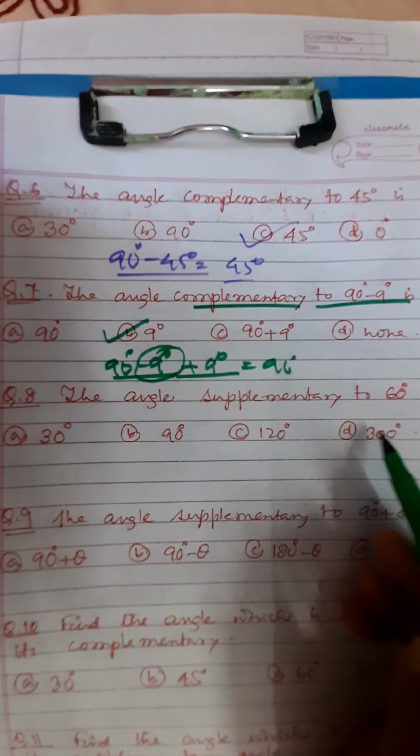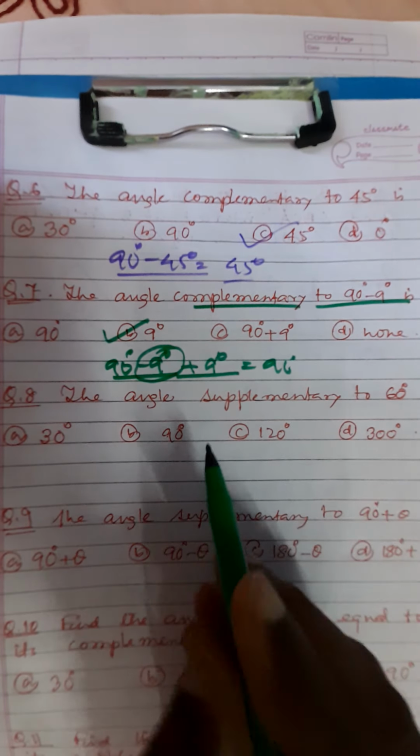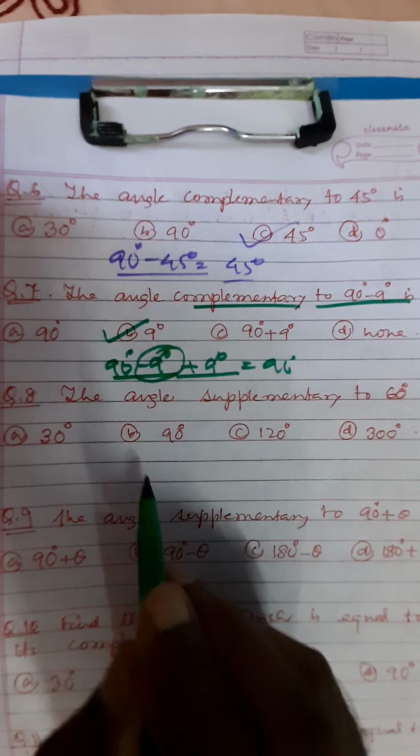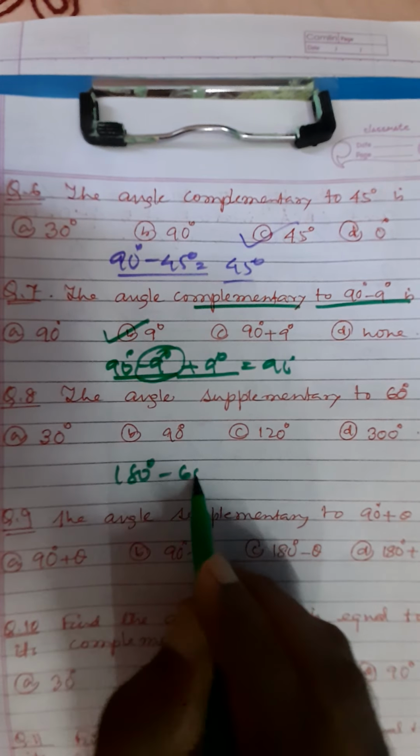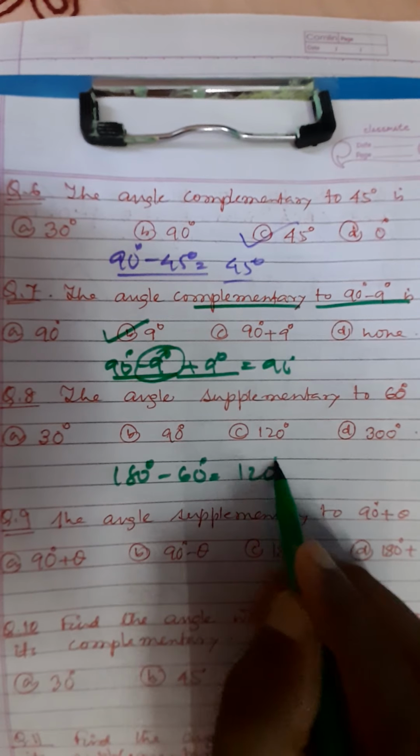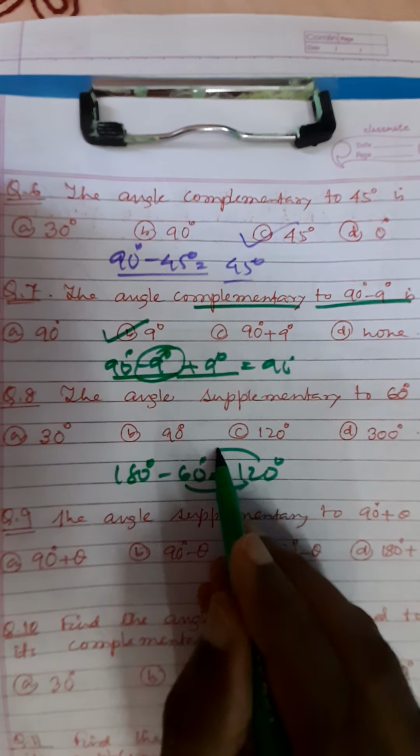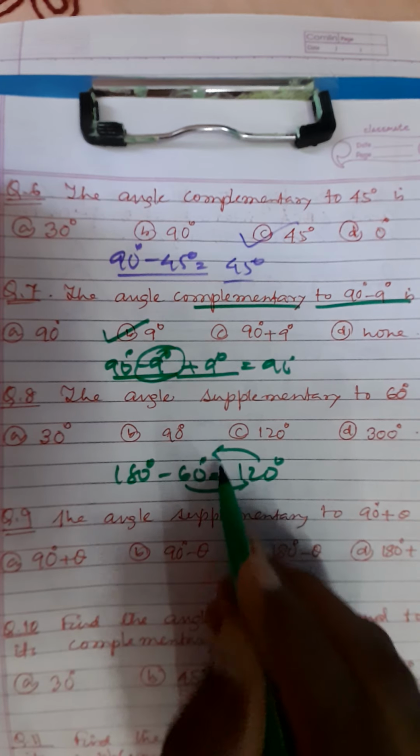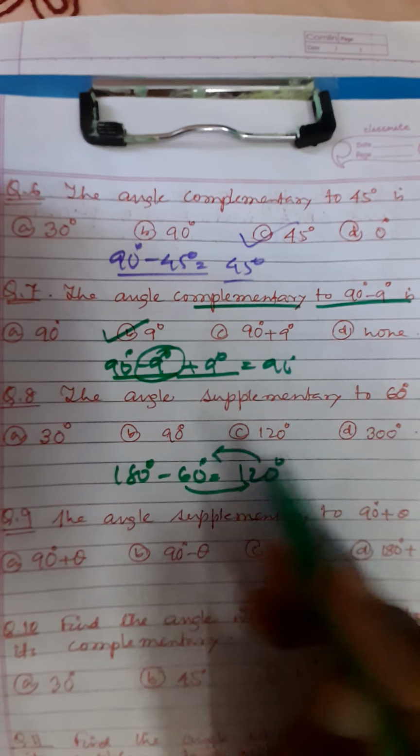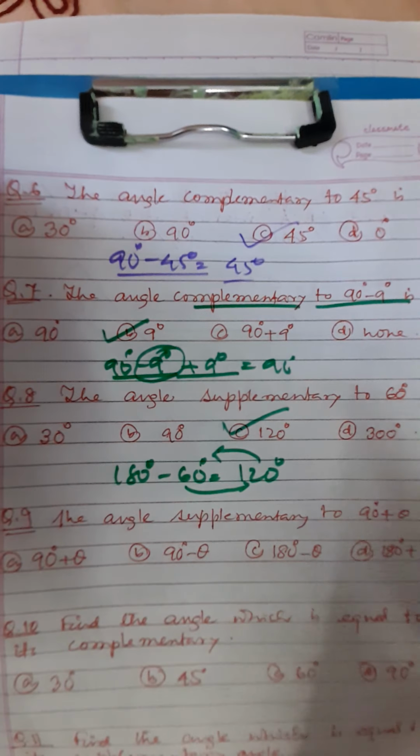The angle supplementary to 60 degrees. For supplementary angles, the sum of the angles is 180 degrees. So 180 degrees minus 60 degrees is how much? 120 degrees. 120 is supplementary to 60, and each is the supplement of the other. So this is 60 and 120.